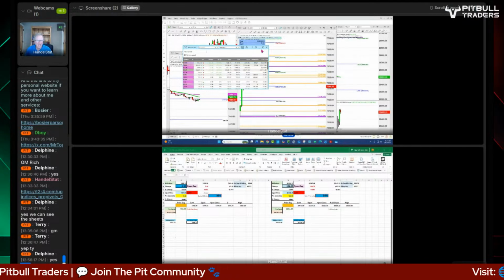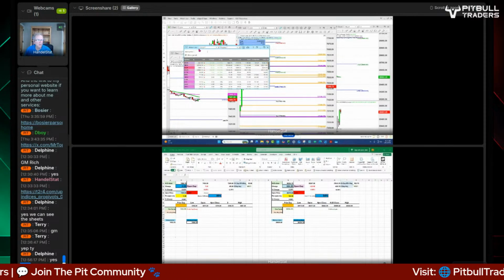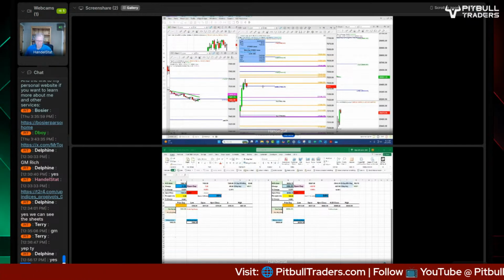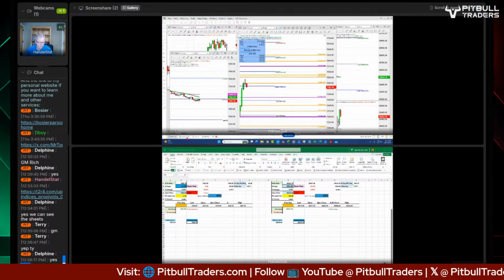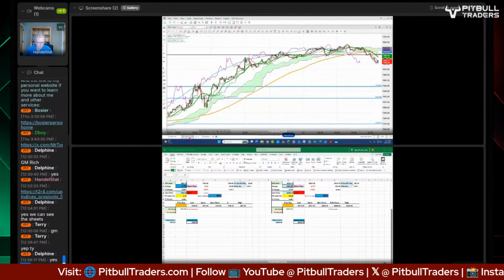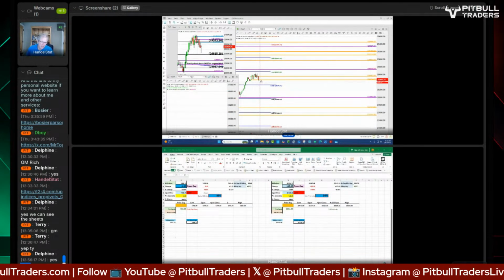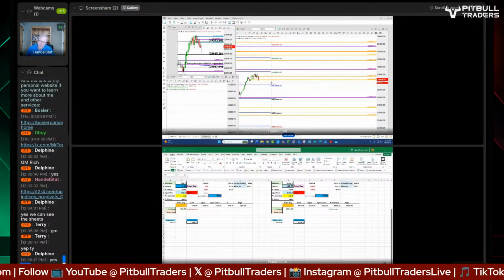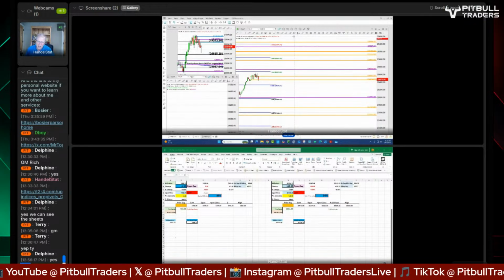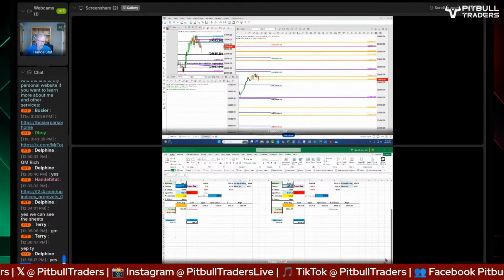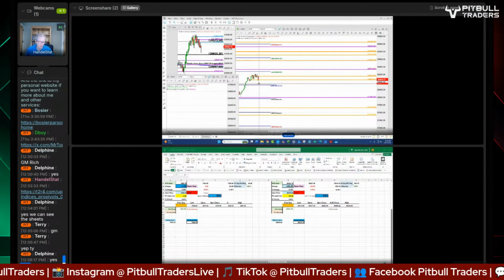But let me put this back up here. Let's look at the NAS. And we're going to look at Ichimoku in a little bit. But I'm saying that if the NAS starts trading below this 28,458.25, it will likely go down and fill, especially if it gets an hourly close below here.